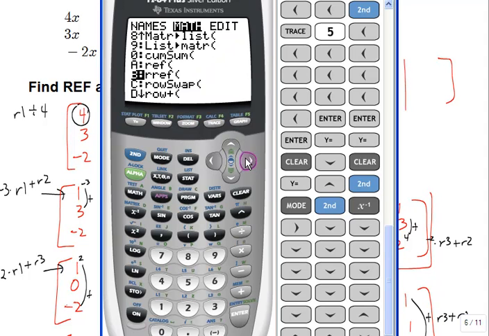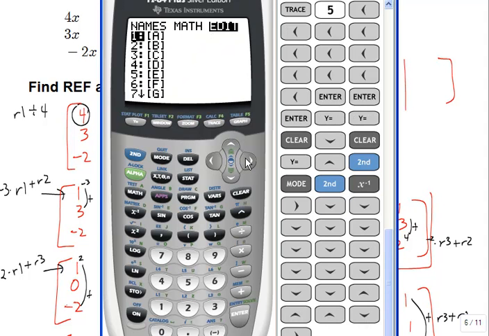So I want to arrow across to the top where it says edit, and it looks just like the initial screen we saw when we clicked on matrix, but now the edit is highlighted. And if I hit enter, it's going to allow me to edit matrix A. So I'm going to hit enter. And you may or may not have something already typed in your matrix. That's kind of up to you.